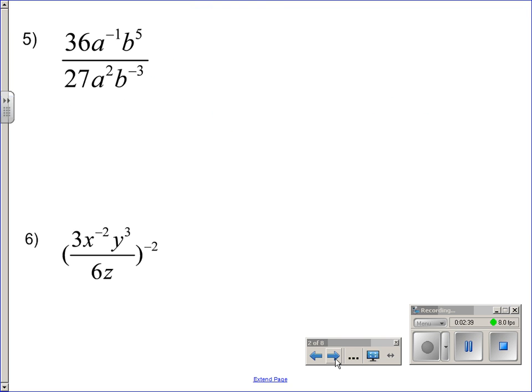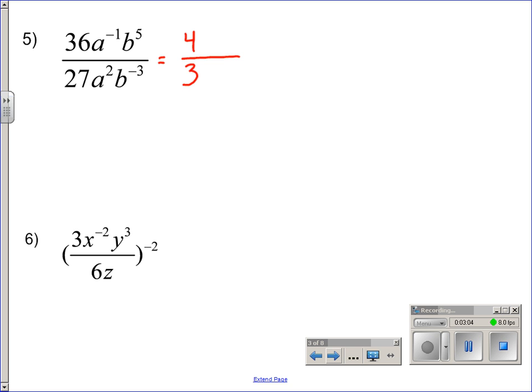Let's try a couple more. Same thing. Number 5, we're dividing. So we're going to look at our numbers first. 36 divided by 27. Can we do that evenly? No. So let's just reduce it. What number can go into 36 and 27? Correct, 9. So it's going to reduce down to 4/3.